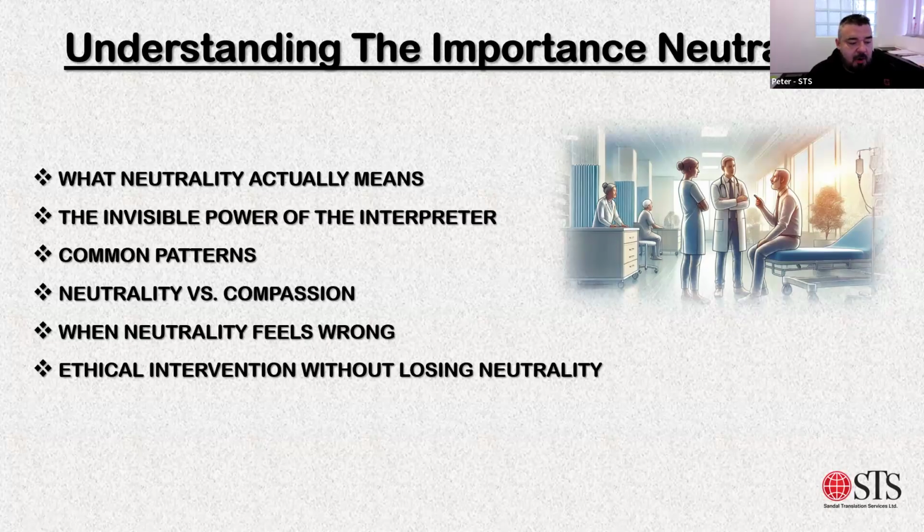So now you are the best accurate interpreter, and you still need to know how to be neutral. What does being neutral actually mean? A lot of people say that if you're neutral, you cannot take any sides, so you're kind of like a Switzerland between people. But in the end, there's more to it.